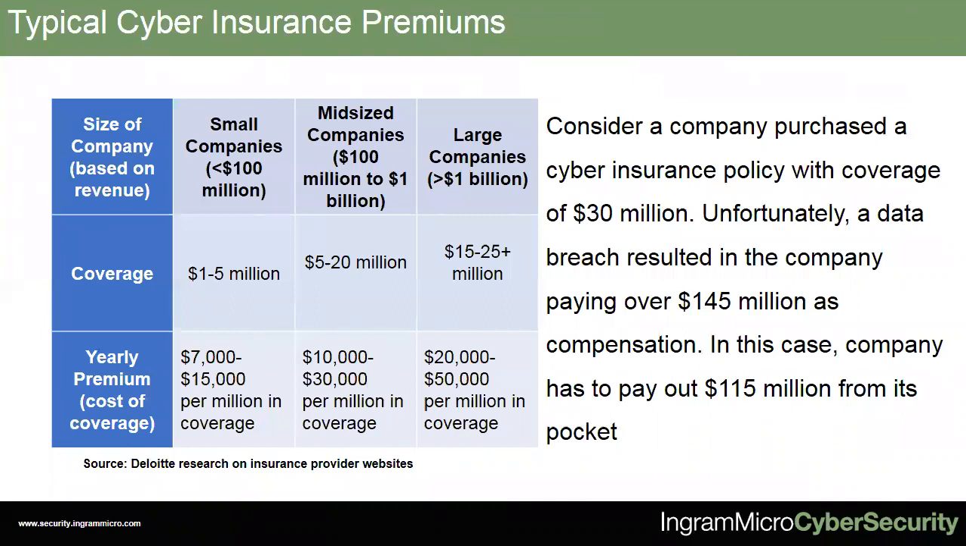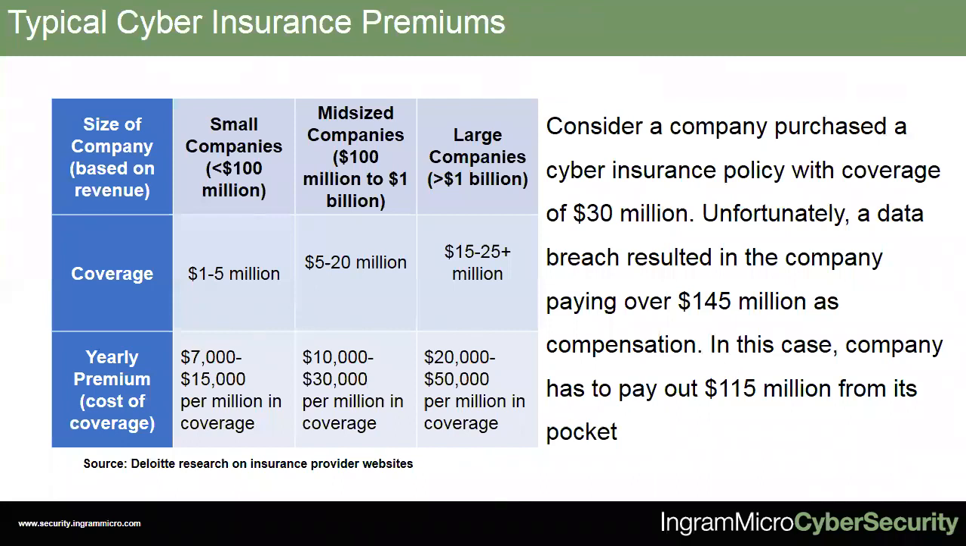And what is the premium you will need to pay? In the case of small companies, you will need to pay a premium of $7,000 to $15,000 for every million in coverage. Okay. For the mid-sized companies, you will need to pay $10,000 to $30,000 per million in coverage. Okay. And for large organizations, they will charge you a premium of $30,000 to $50,000 per million in coverage. So you can typically understand how much they are charging you per million of coverage you are taking. Okay.